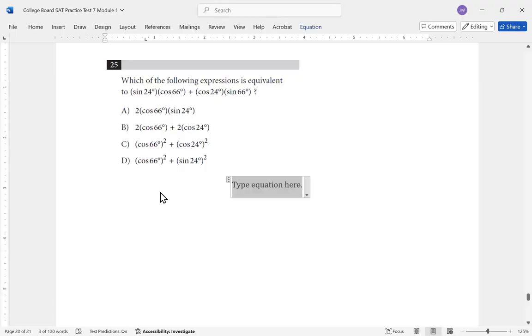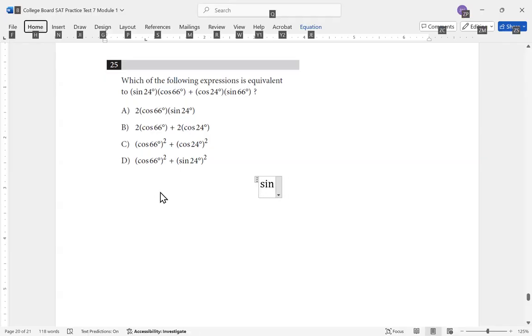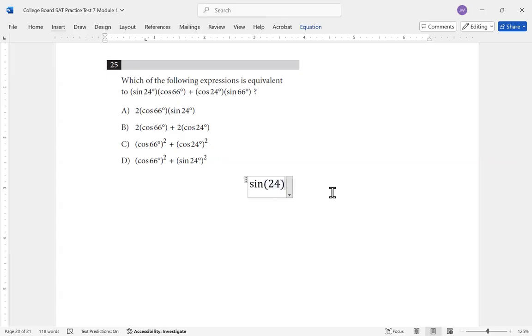So let's do that. Now I'm going to have to type this in. If I take sine of 24. Again, make sure your calculator is in degree mode when you do this. Otherwise, if it's in radian mode, you will not get the right answer. Cosine of 24 times sine of 66. That gives you, it turns out, a 1. So when you do your calculation, you get a 1.